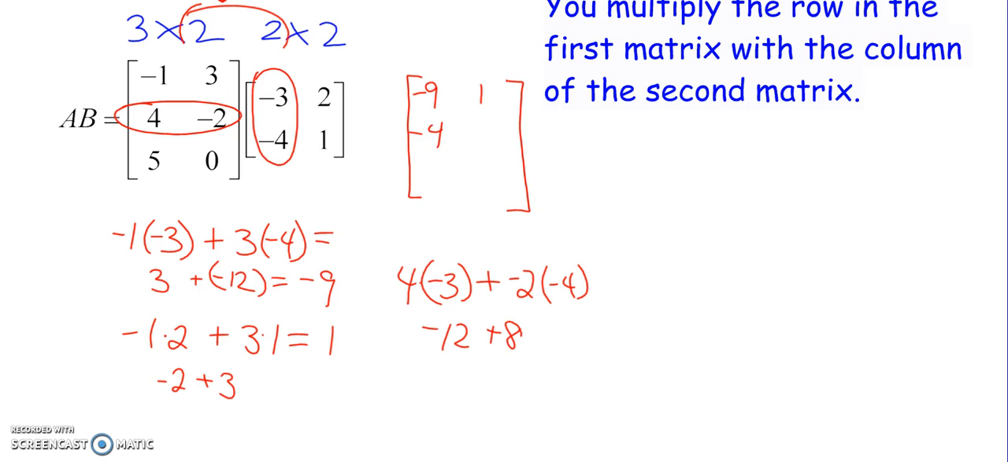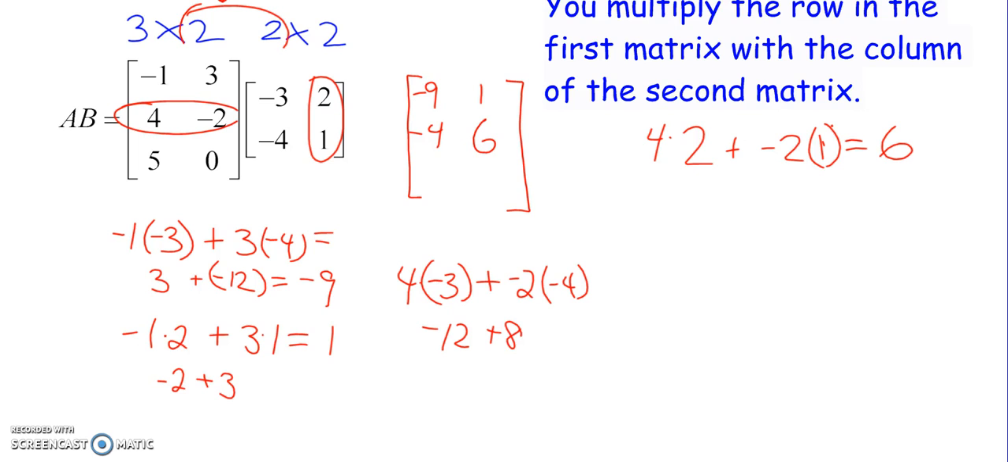-4. That answer goes in row 2, column 1. My new multiplication here is going to be still row 2. Let's multiply it by column 2. So 4 times 2 plus -2 times 1. That's 8 plus -2. That answer is 6. The answer goes in row 2, column 2.